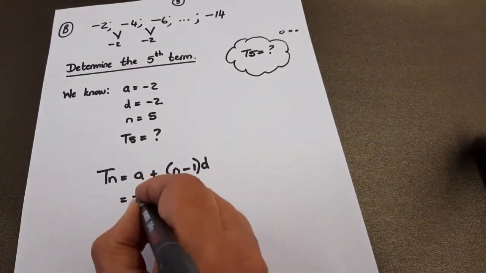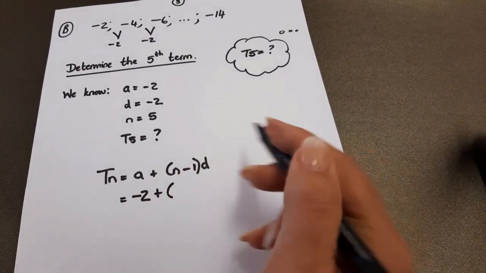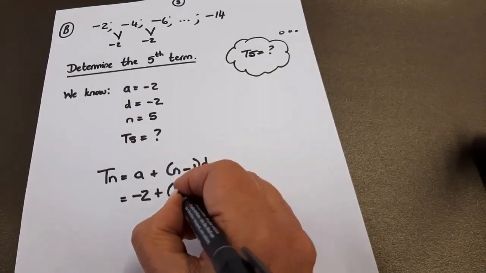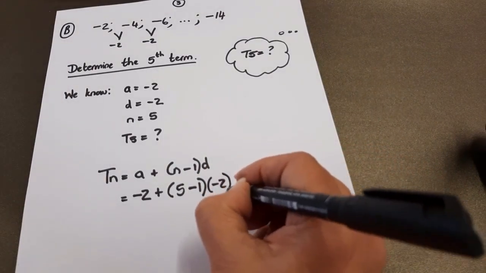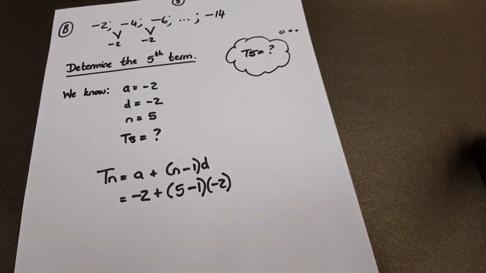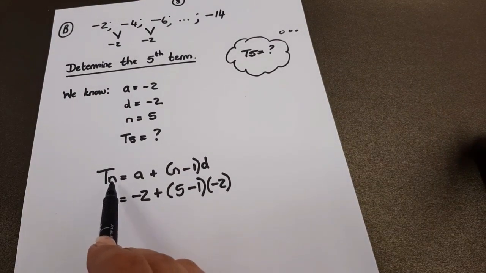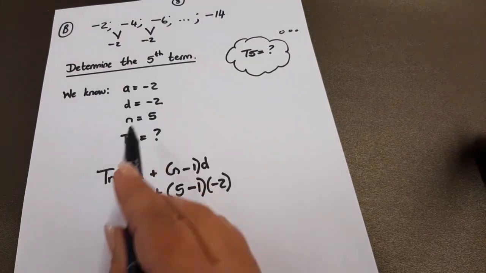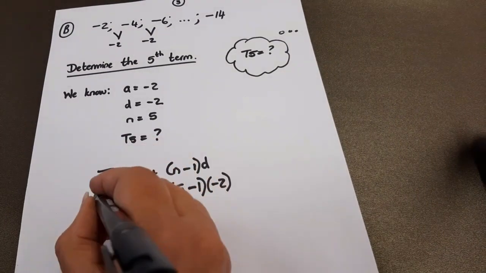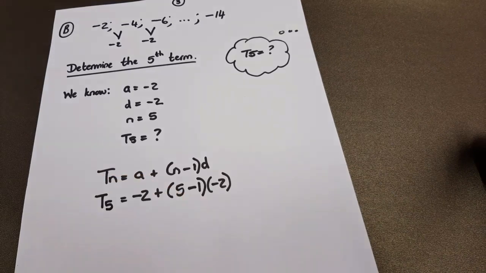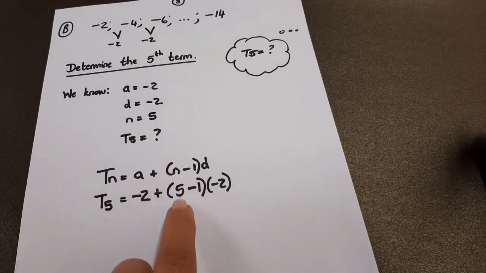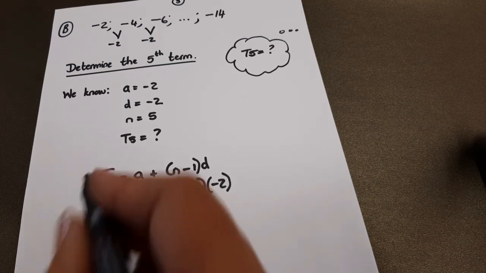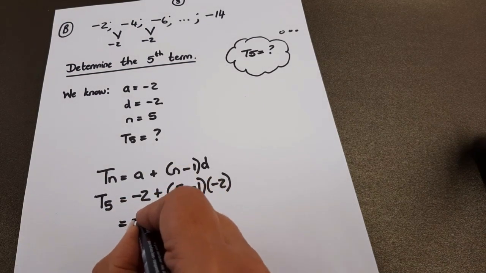A will be minus 2 plus n is 5. D is minus 2 and we're going to multiply that answer, so we put it in brackets. Because we know that n is 5, we have to say we're working out term 5. So if you write Tn there, it will be wrong because we already substituted the n with 5. Now we can work out what term 5's value is.